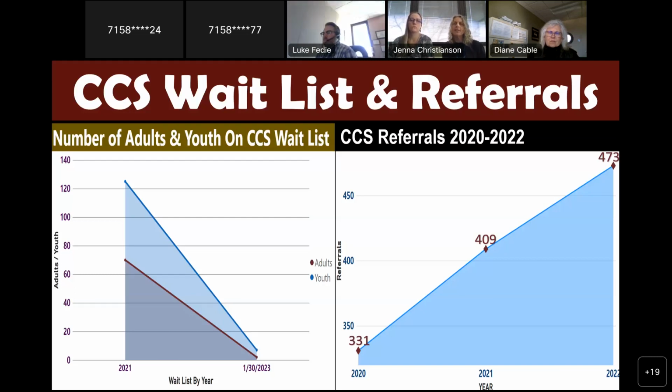The referrals continue to increase. As you can see on that graph, in 2020, it was 331. In 2022, it was 473 referral starts in the program. So the need for CCS continues to be very high.